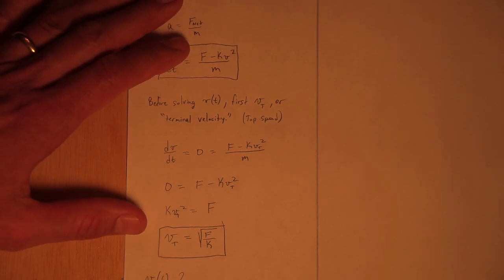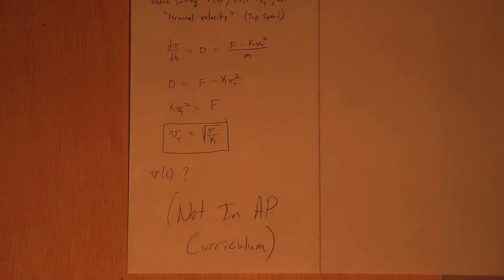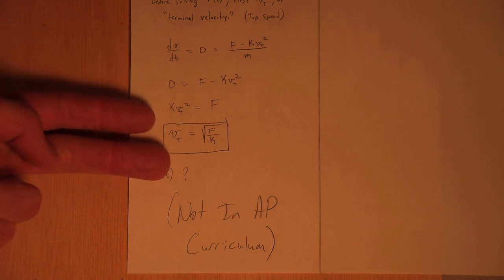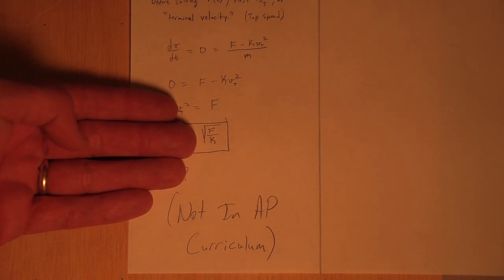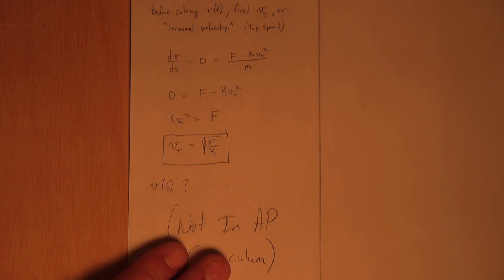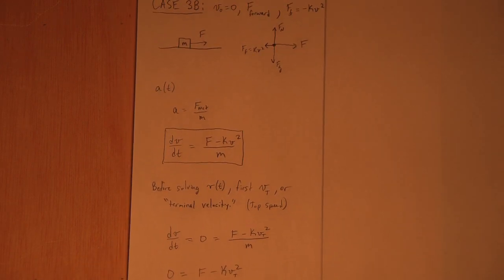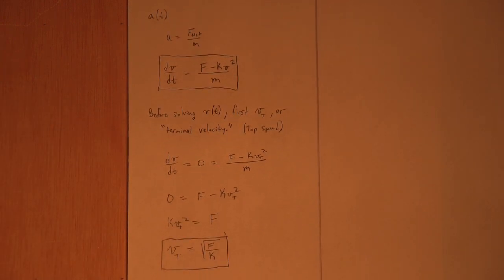The next thing, what is the velocity as a function of time? Here's the little gift we get. That's not part of the curriculum. We would, if you remember, have to take the differential equation, separate the variables, integrate both sides, and solve it for velocity. The reason that's not in the curriculum is because it involves hyperbolic functions, which are not included. So you don't have to be able to do that. All you have to be able to do for case 3b is to do a force diagram, write the differential equation, and solve for terminal velocity.